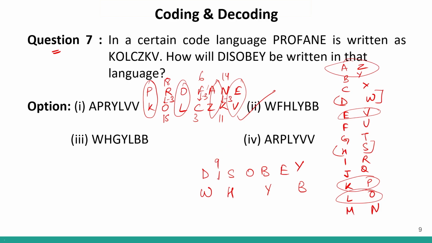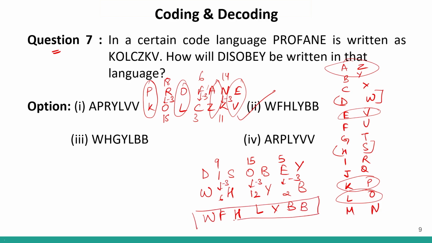For I, the forward rank is 19. For O, the forward rank is 15. And for E, the forward rank is 5. So now I will move 3 positions back in each case. So I will get 6, I will get 12, and I will get 2. 2 is B. At 12th position, what do we have? We have L, and at 6th position, we have F. So W, F, H, L, Y, B, P. This will be your code, which is given in option number 2. So this will be your answer to the question.